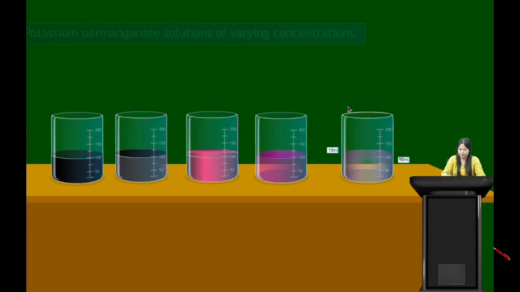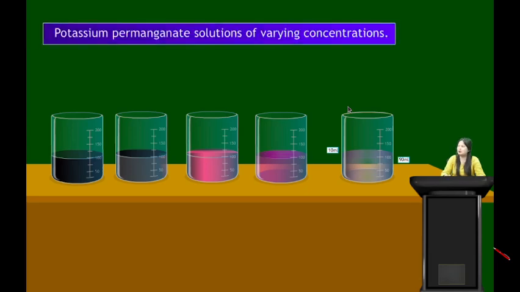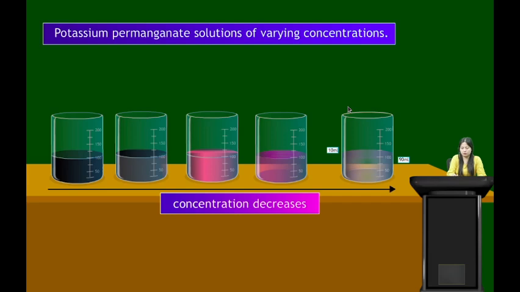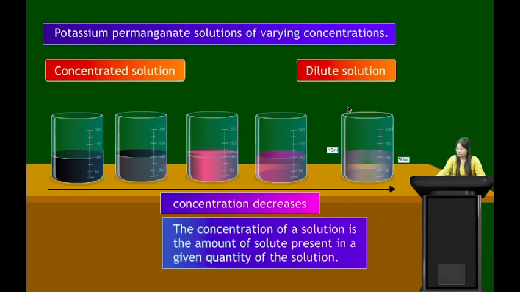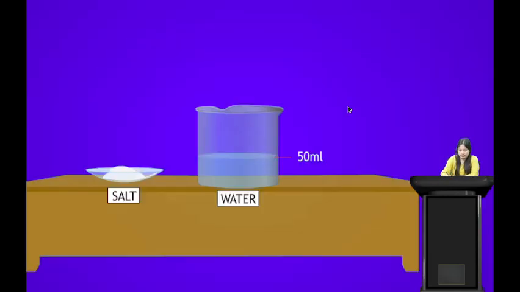So here we have different beakers. We have 5 beakers of potassium permanganate solutions of varying concentrations. Here the color is very dark and the colors get lighter as we move towards this side, correct? So here a large amount of potassium permanganate is present, and here a small amount is present. The concentration decreases as we move towards this side. So these are concentrated solutions and these are dilute solutions because they contain less solute, that is potassium permanganate in this case. The concentration of a solution is the amount of solute present in a given quantity of the solution. The concentration can be determined by the amount of solute present in the given quantity of the solution.